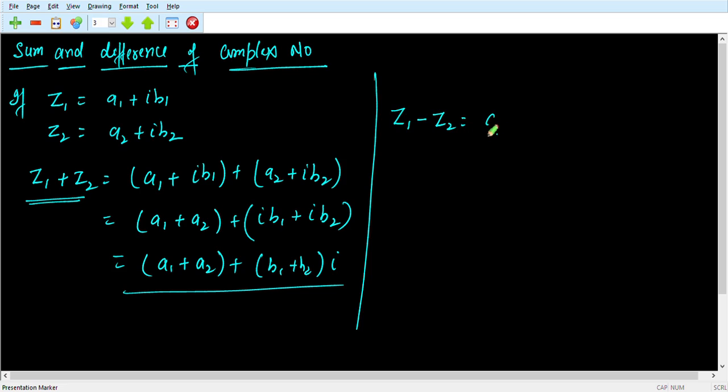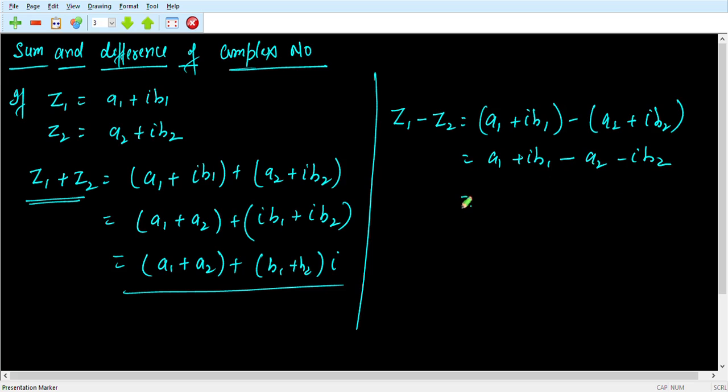z1 minus z2, a1 plus iota b1 minus a2 plus iota b2. So first we should open the bracket: a1 plus iota b1 minus a2 minus iota b2. So we are going to club the real parts, a1 minus a2, and we are going to take iota common. So the result will be b1 minus b2.